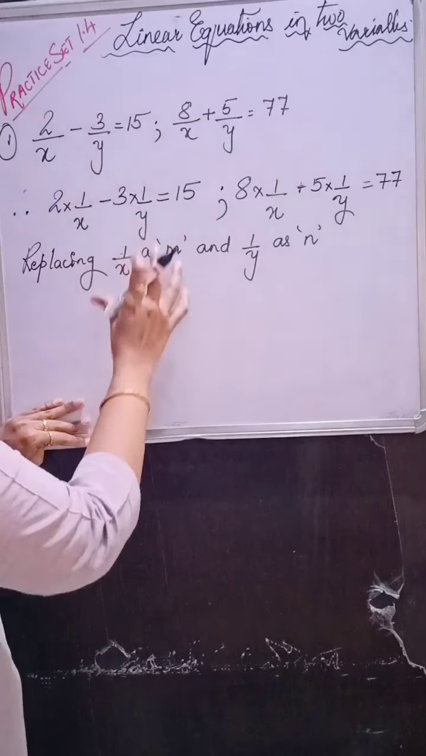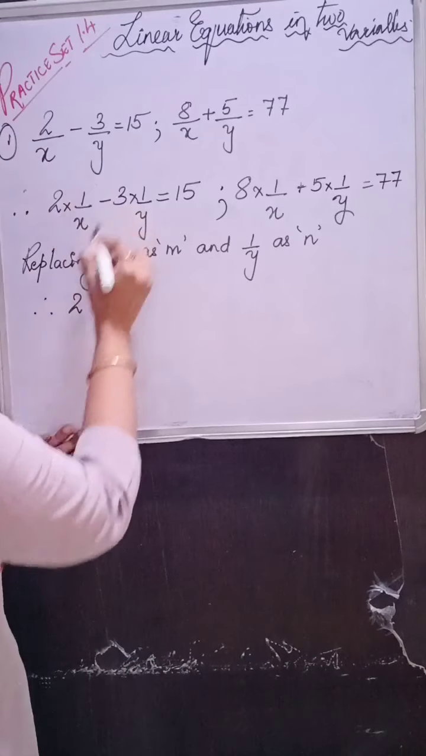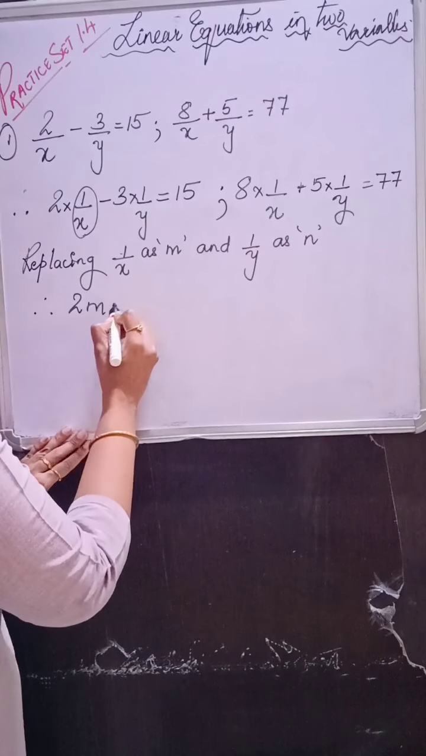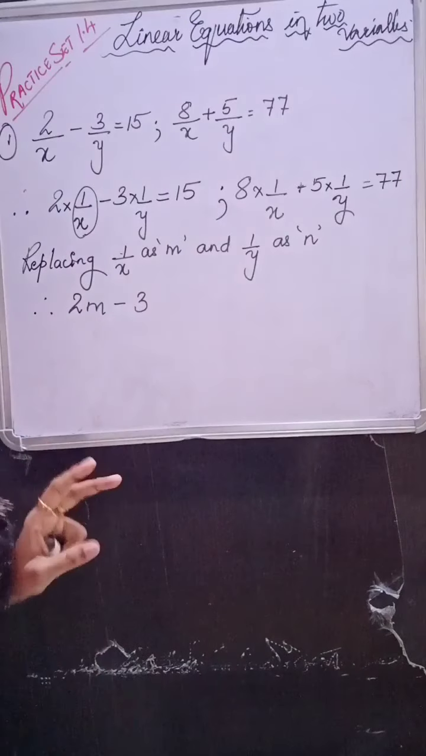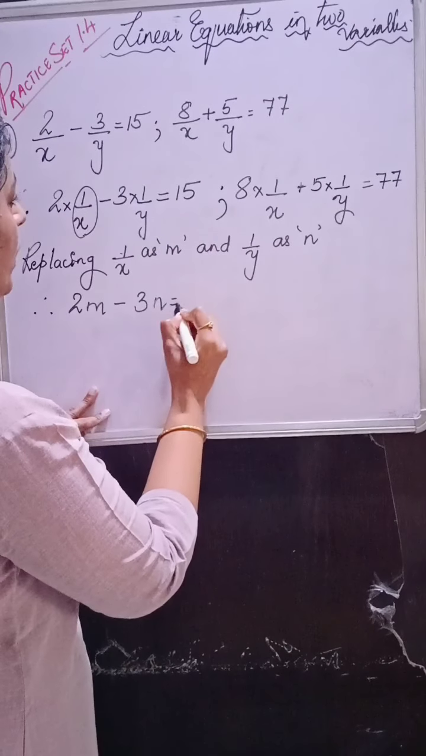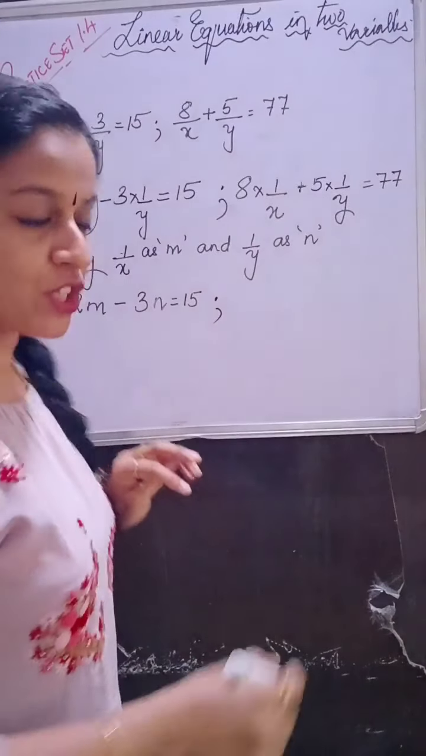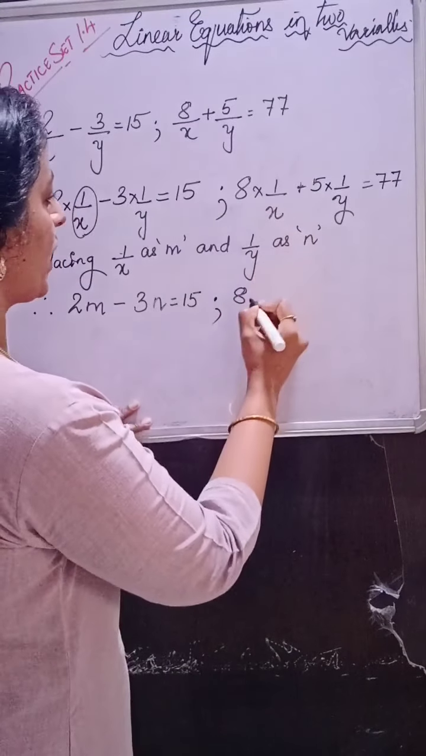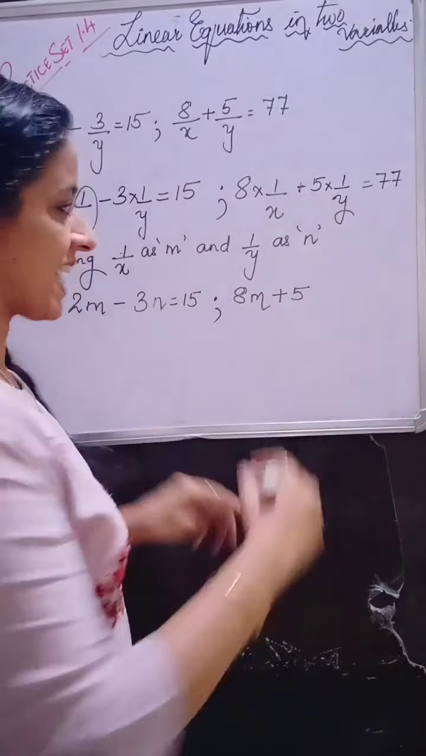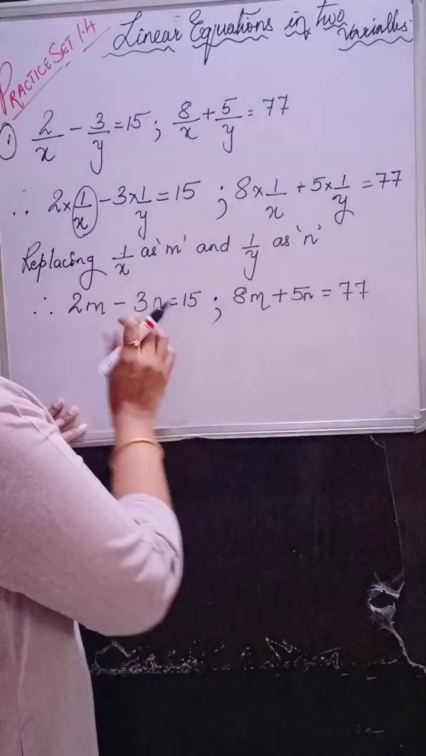So let us replace 1 upon x by m. So you will get the new equation. 1 upon x is m. So in place of 1 upon x you will write m, minus 3, as it is, 1 upon y you will write it as n, equal to 15. Similarly here the second equation will be 8 into m (1 upon x is m) plus 5 into n (1 upon y is n) is equal to 77. Clear? So now we have two equations.